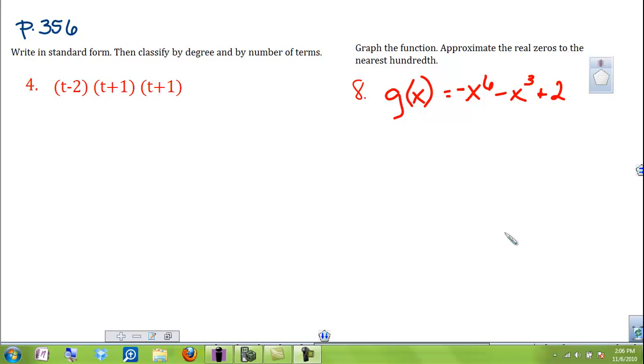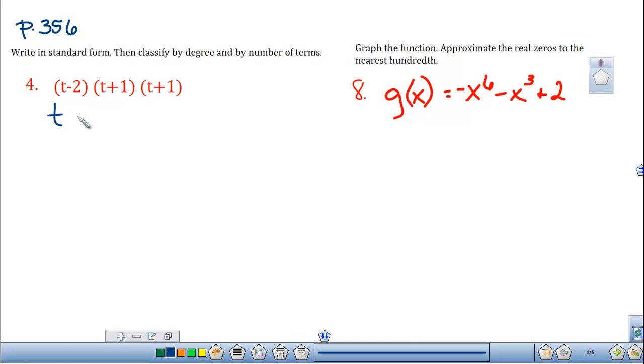Well, hello. In this video, we're going to do a chapter review over Chapter 6, and I'm on page 356 in your textbooks. We're going to start with number 4. It says write in standard form, then classify by degree and by number of terms. So the first thing we're going to do is pull out just two of them and multiply two at a time. And we're going to use the FOIL method or the distributive property starting with t.